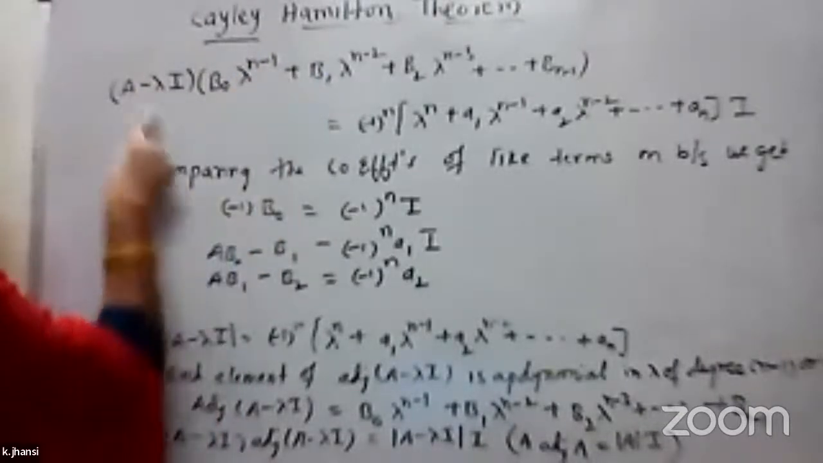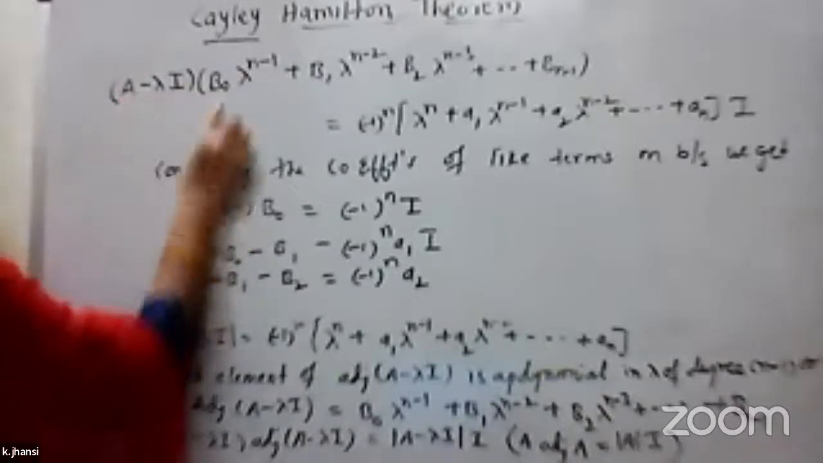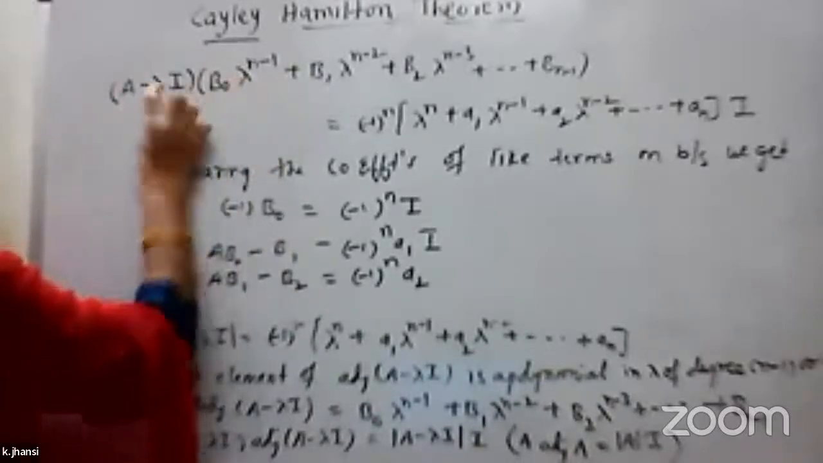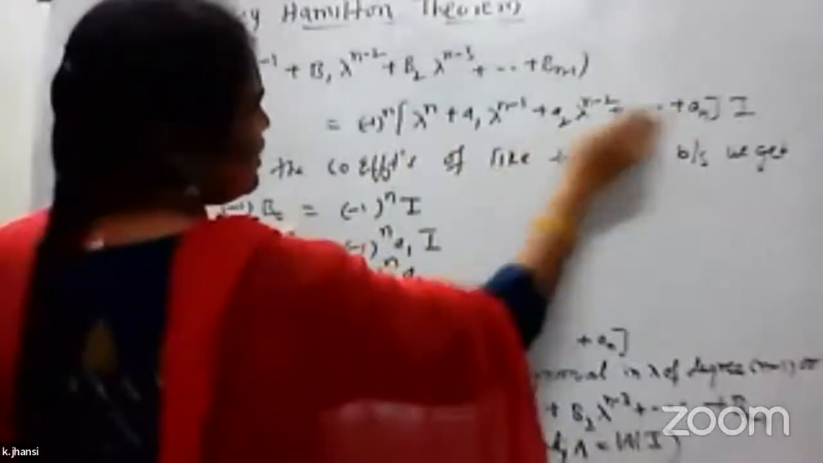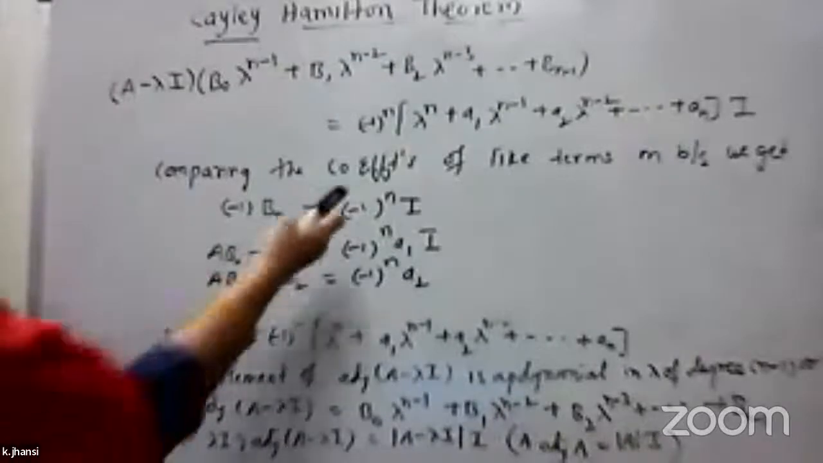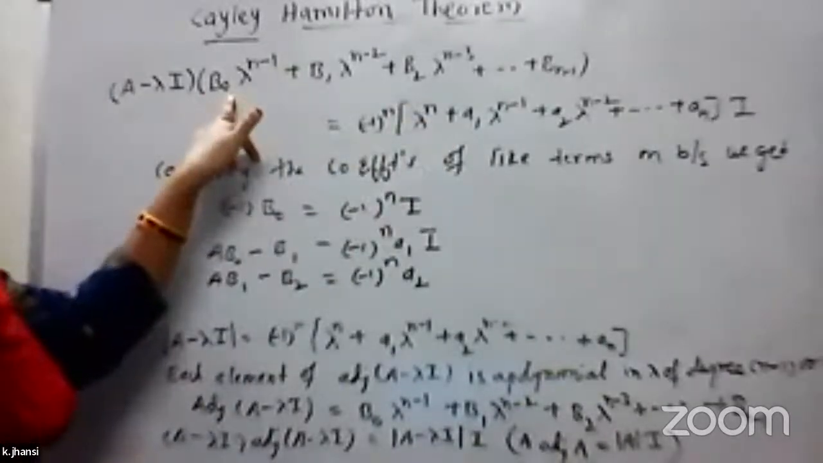So that's why the first term is minus 1 to the power of n, that is minus b naught. These both will get cancelled, lambda will be there. So when you equate the lambda terms here, if you equate only minus 1 to the power of n into I, you will get only the constant term. This is lambda to the power of n. Here also lambda to the power of n.